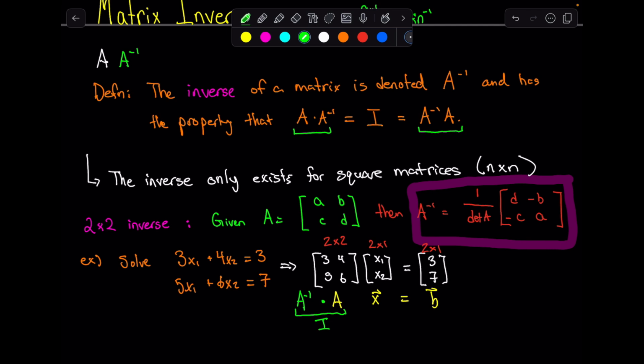And so on the left side, we just get X equals. And on the right side, I also have to multiply on the left side by A inverse. You might be like, well, why? Why don't I just multiply it on the right side? Well, two things. Number one, because order matters, right?